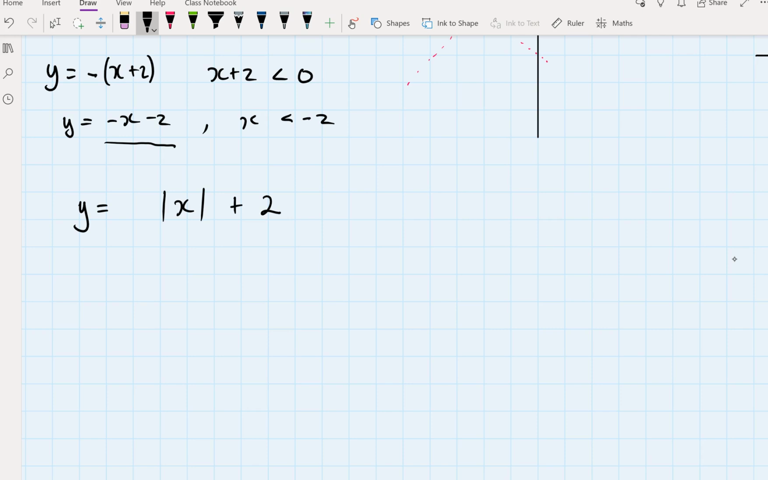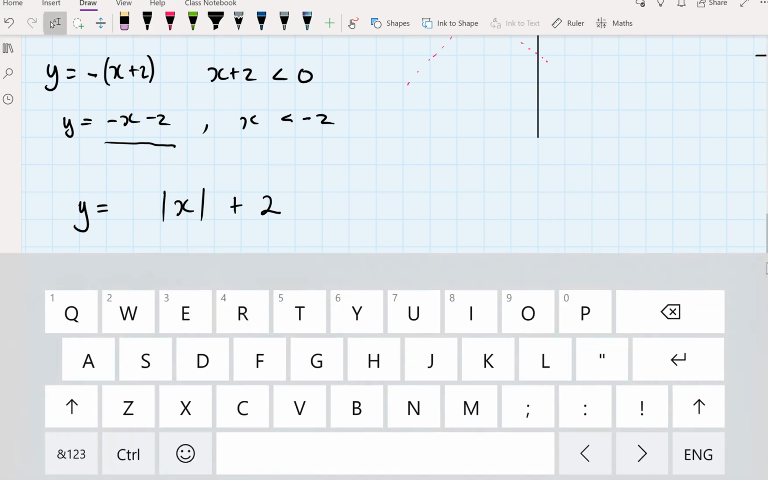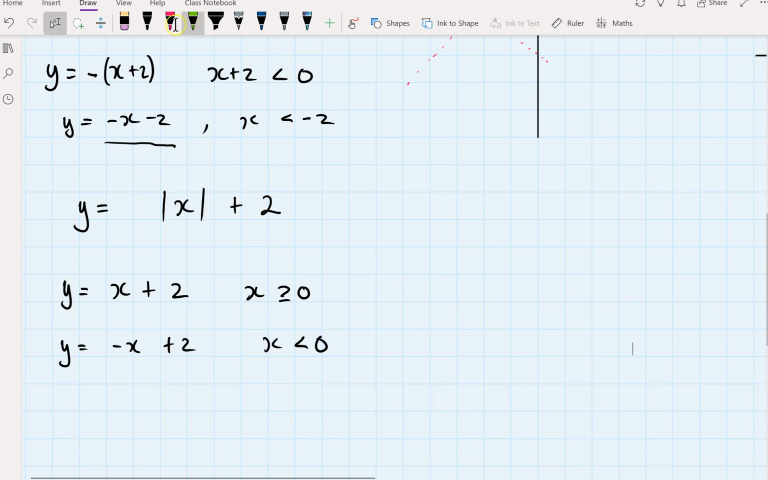If we look at, I'll go back to our definition. This is going to be the graph y is equal to x plus 2 when x is greater than or equal to 0, because that's the modulus value, the thing that's inside the modulus bracket. So in other words, it's simply going to be that line. Or it's going to be the line y is equal to minus x plus 2, and that's when x is less than 0. So let's see that plotted.